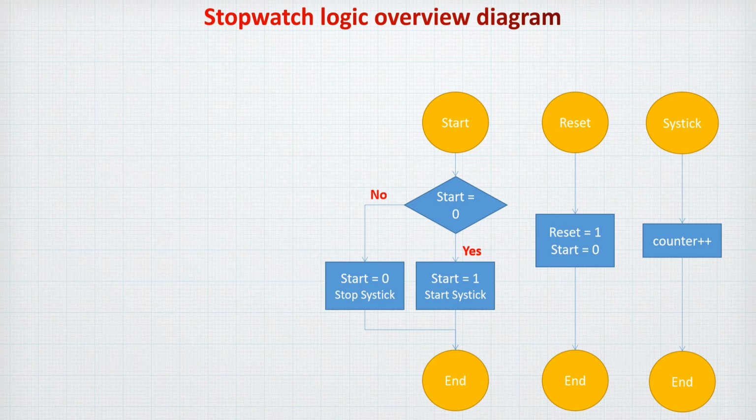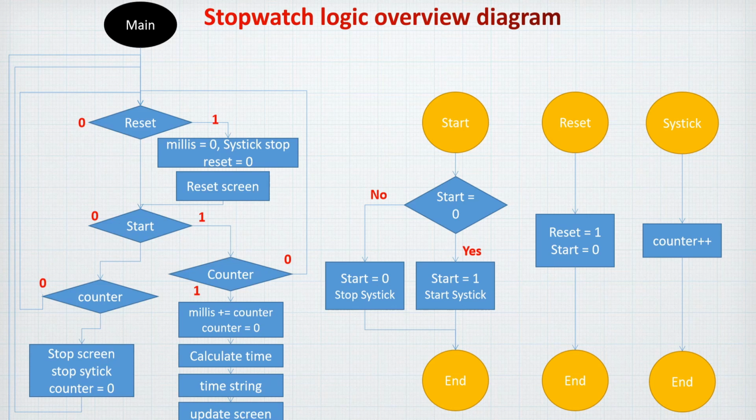Else, if the start is equal to 1, then we will put it to 0 and stop the Systick. That's all. So these are the 3 main interrupts that we are going to use within our program, which are described here. It's a little bit overwhelming, but this is what we are going to use.